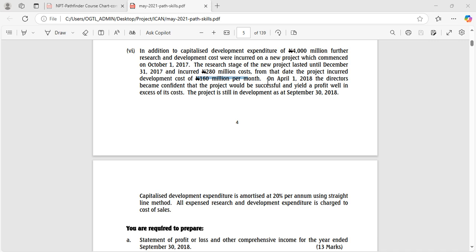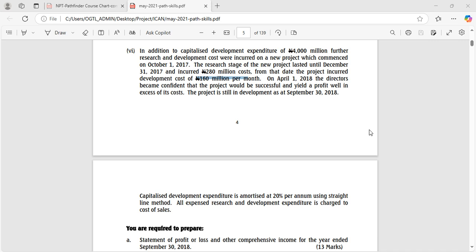An asset, since it will become successful. Don't forget, before you can capitalize your development costs, you have to be sure that that project, that research will be a successful project. So from April, we were confident it would be a successful project. So every 160 million we spend from April till the end of the accounting year is a capital cost. Does that make sense?